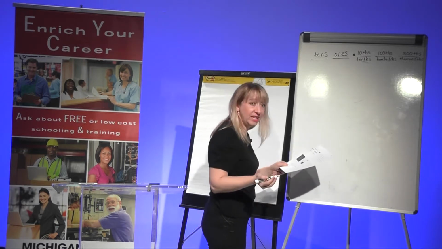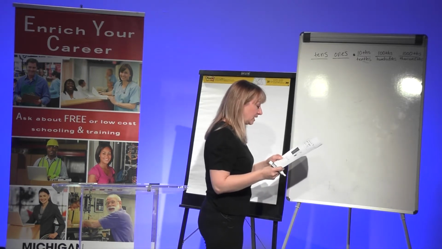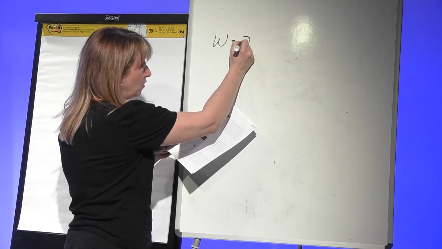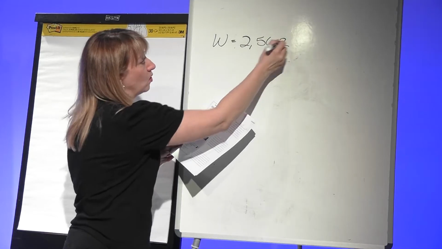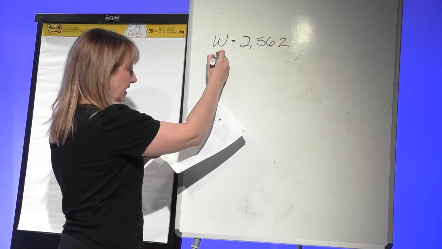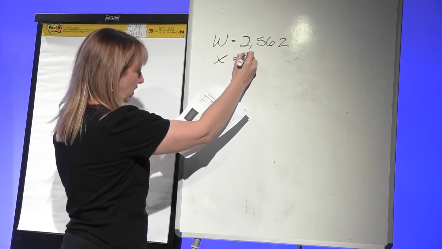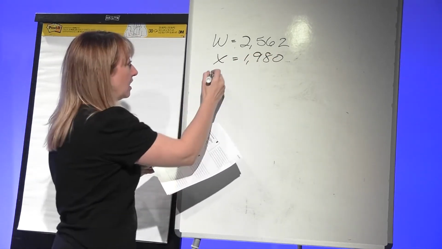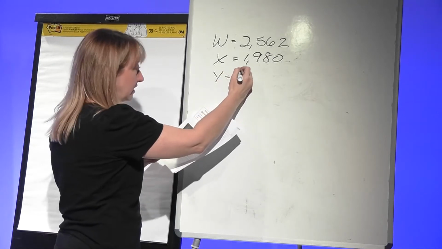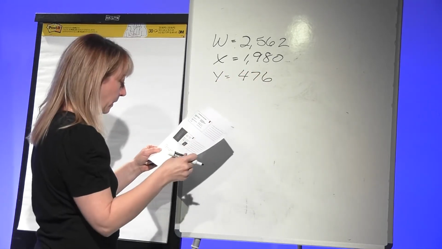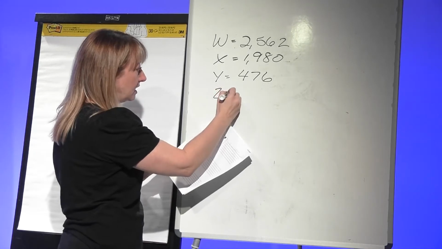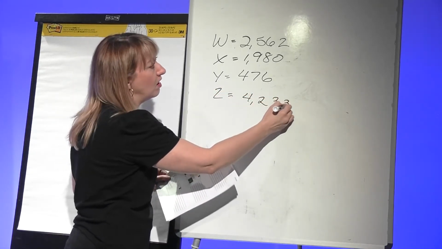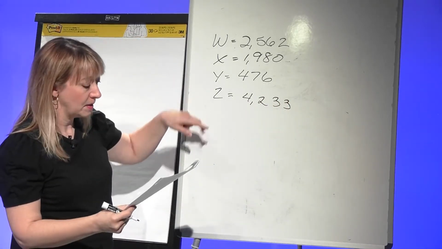So we have 4 different candidates that ran for office. Candidate W received 2,562 votes. Candidate X received 1,980 votes. Candidate Y received 476. And candidate Z received 4,233. So these are all obviously very different numbers.